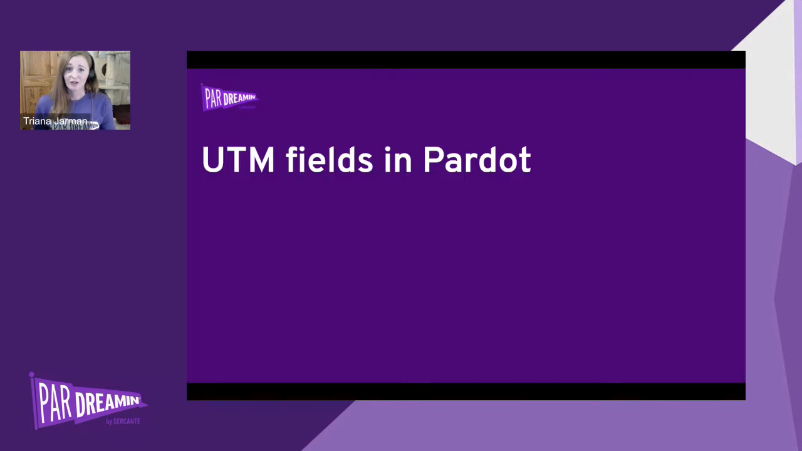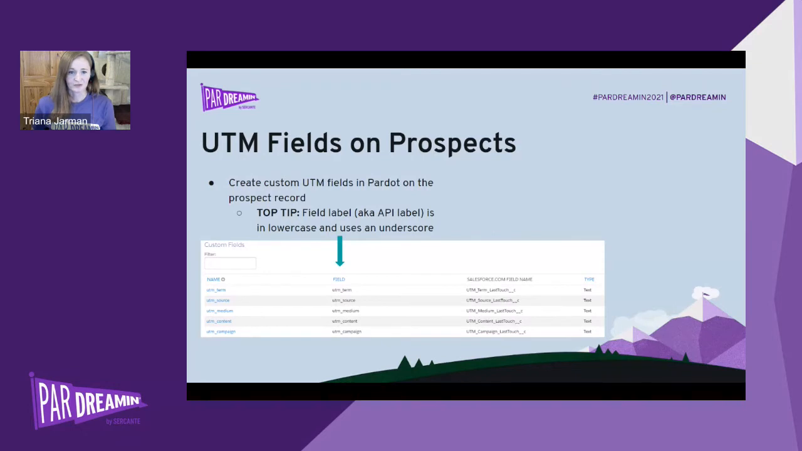Right. Now we need UTM fields in Pardot. This is relatively straightforward, but some really key things to keep in mind are that when you're setting up these fields, the field label or API label has to be lowercase and it has to have an underscore. It needs to look exactly like the way you would set up a UTM parameter in your URL.